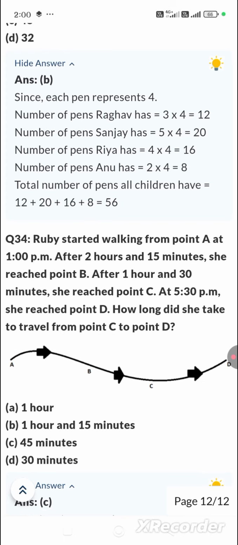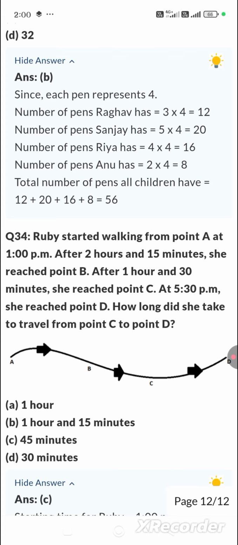Ruby started walking from point A at 1 pm. After 2 hours and 15 minutes, she reached point B. After 1 hour and 30 minutes, she reached point C. At 5:30 pm, she reached point D. How long did she take to travel from point C to point D?